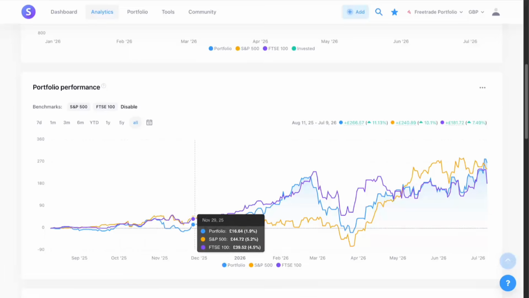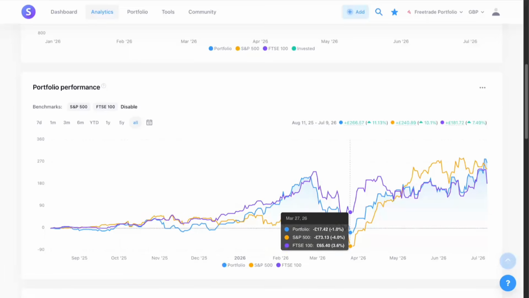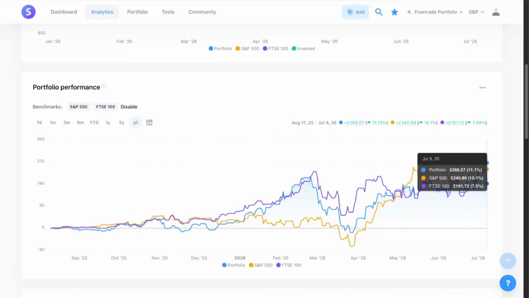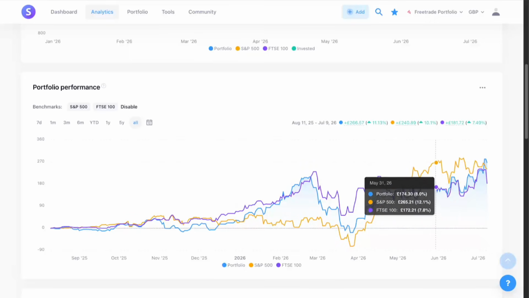And now that we've been investing for 11 months, we can start to see a bit of a clearer picture. And so far, I'm really happy with the performance. Over the last 11 months, I'm up 11% in the portfolio, and when compared to the S&P 500, we can see they're up just over 10%, and the FTSE 100 is up just 7.5%, which means we're ahead of both the FTSE 100 and the S&P 500 so far.